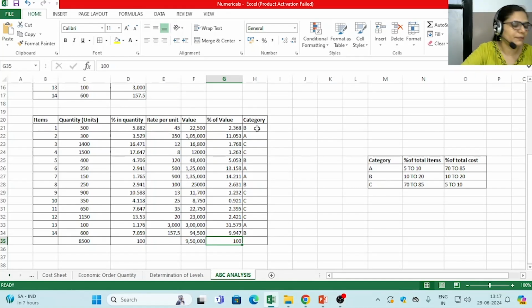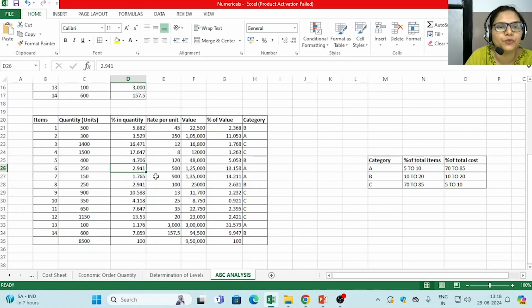Item number 1 has been categorized as category B item, and item number 2 is categorized as A category item because it has the highest percentage of value and fewer units. That's why it is categorized as A item. Similarly, item numbers 3 and 4 have been categorized as C category items because they have a lower percentage of value and more units. Then comes item number 5, a B category item, which has a higher percentage of value compared to C and a moderate number of units.